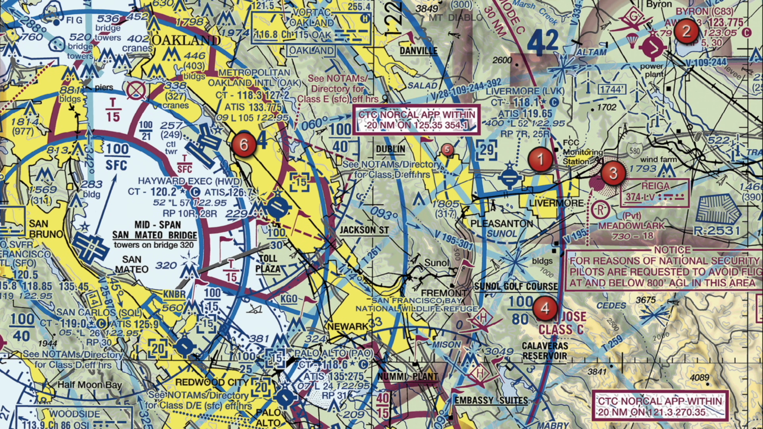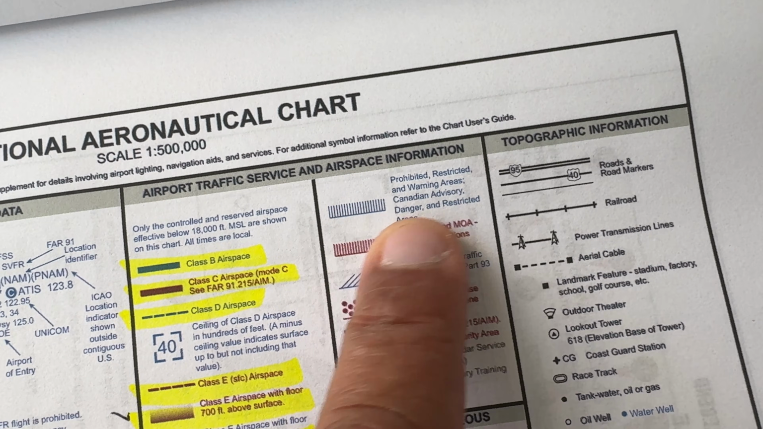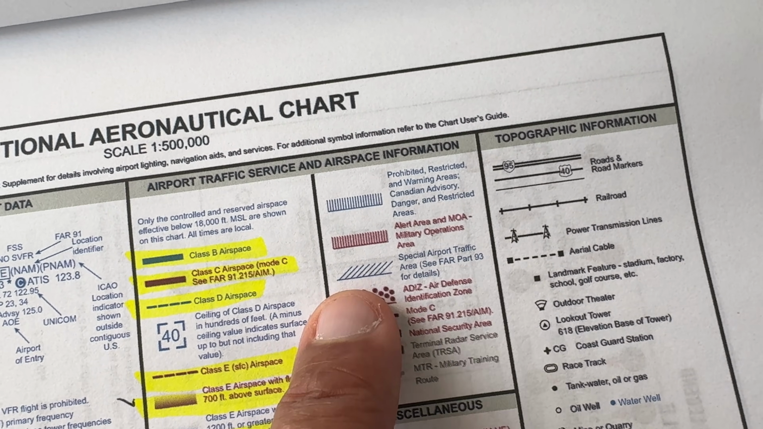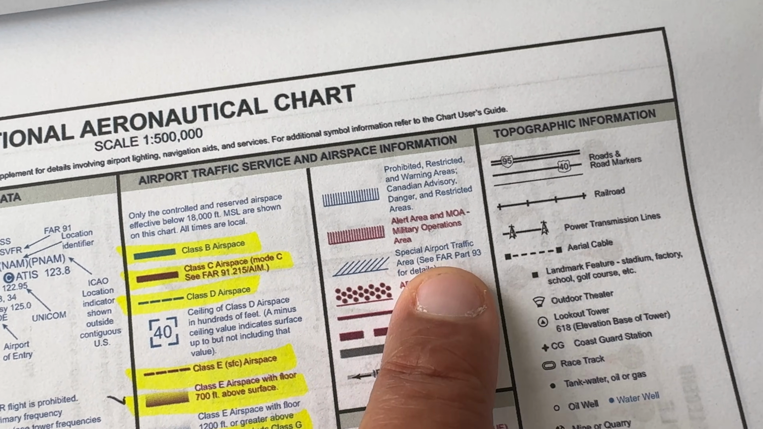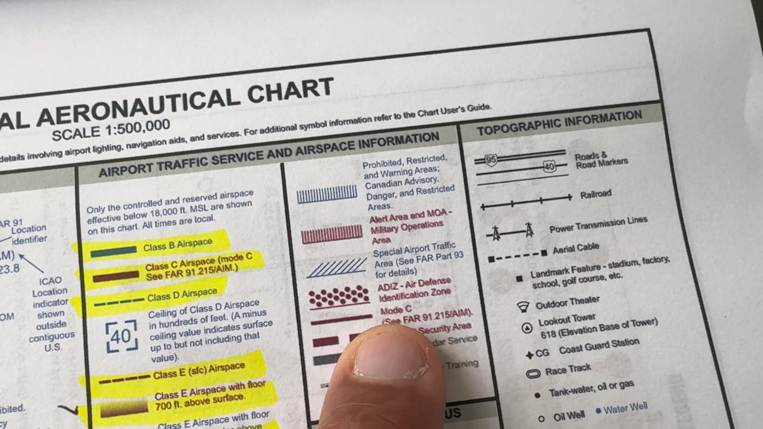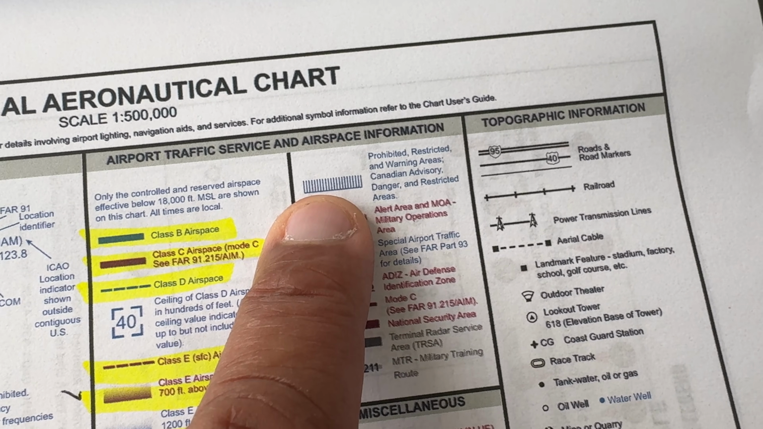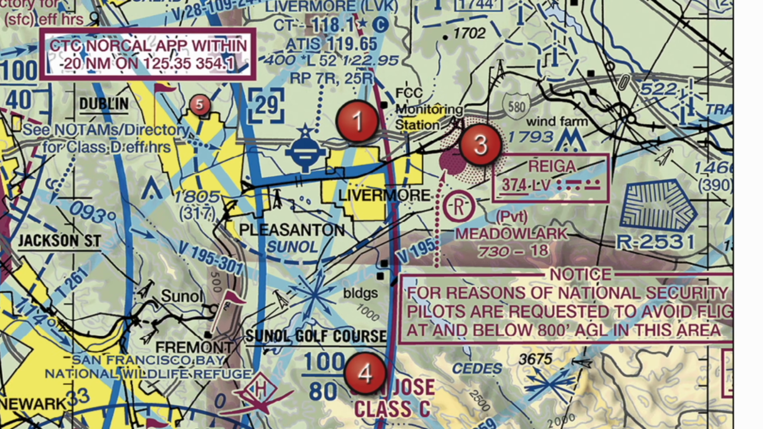Now let's move over all the way to the right where it says R2531. Now, what is that? The way it's situated, it kind of looks like an Egyptian burial site, doesn't it? But no, it is a restricted area. And if you refer to your legend, you'll see it. It's under Airport Traffic Service and Airspace Information. They're blue hashed marks, and you'll see that some of them are slanted and the others are perpendicular. The ones you're looking for are the perpendicular hashed blue marks, and those are for restricted areas or prohibited areas.